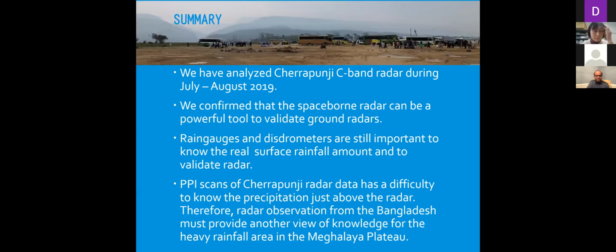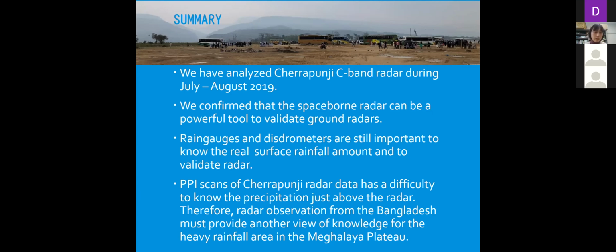So this is a summary of my talk. In this presentation we presented the initial analysis of Cherrapunji C-band radar data during July to August 2019, and we confirmed that the spaceborne radar can be a powerful tool to validate ground radars. But rain gauges and disdrometers surface measurement are also still important to know the real surface rainfall amount and to validate radar.